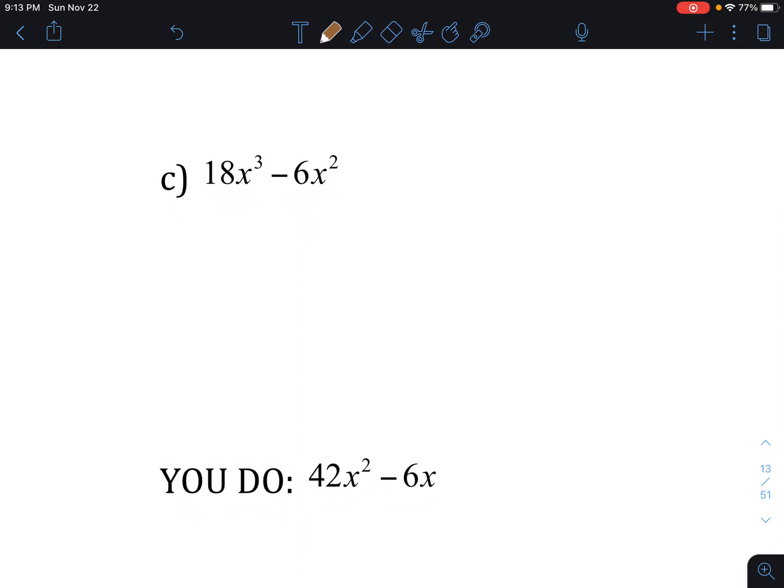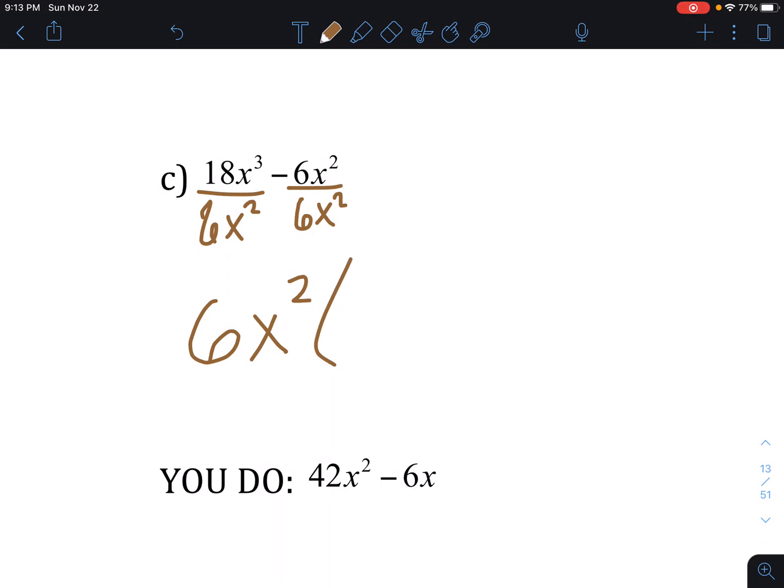Next, the GCF of 18 and 6 would be 6. And the GCF would have an x in it, and it'll be x squared. We have x to the third and x to the second. Go with the smallest. So now we're going to divide by the GCF to see what's left over in the one set of parentheses. So 18 over 6 is 3. X to the third over x to the second, we subtract to get x to the first.